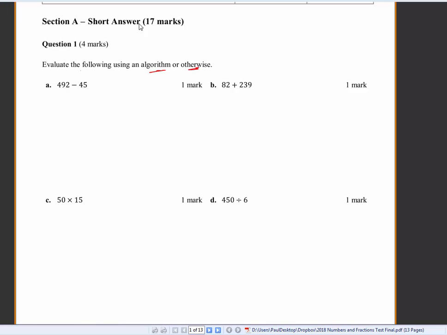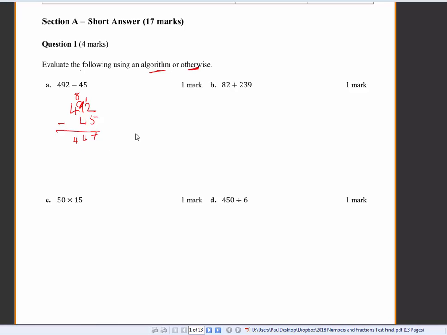I personally would recommend that you use the algorithm for all of these and have a good idea of what the answer should roughly be by using approximation. So this is roughly 500 take away 50, which is 450. So my answer to this should be roughly 450. Let's run the algorithm. 492 take away 45. Now we're going to do 2 take 5, which we can't, because there aren't enough units there. So let's grab some more by changing 1 ten to 10 units. 12 take 5 is 7, 8 take 4 is 4, 4 take nothing is 4.